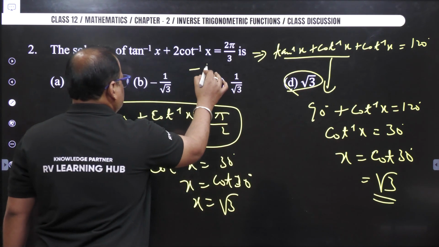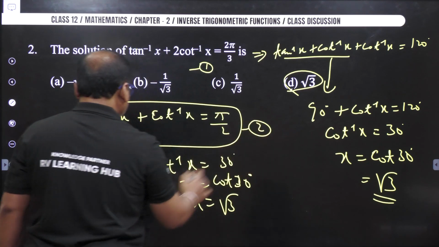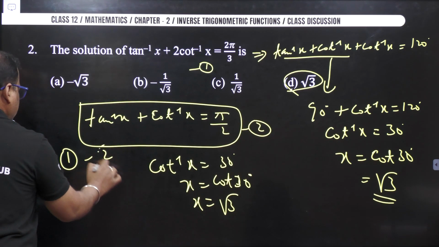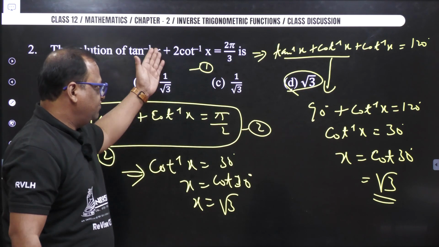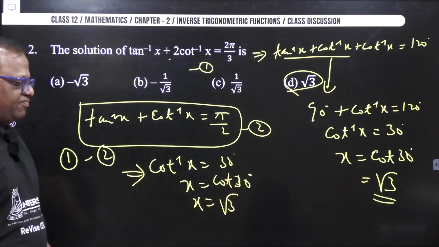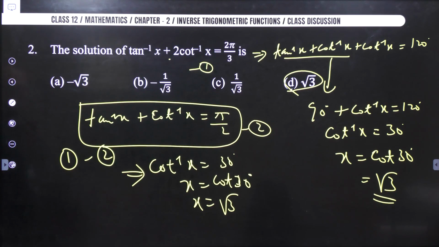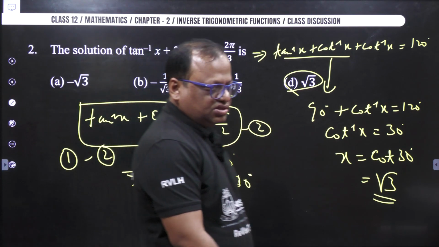Okay. So I'm calling this equation 1. This is equation 2. Equation 1 minus equation 2 will give you this. Some find this easy, some find that is also okay. Root 3 is your answer.